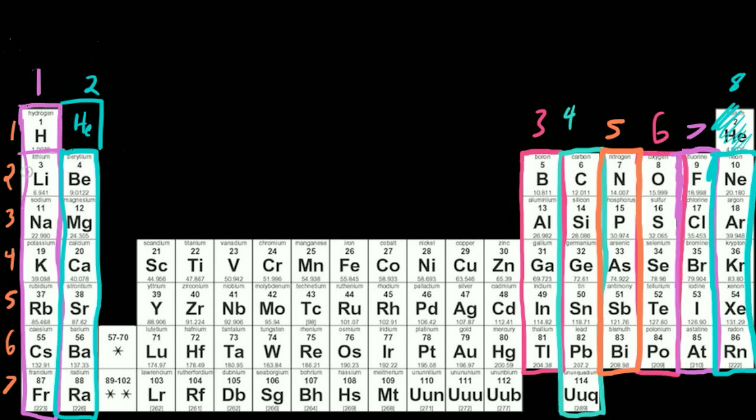So the group starting with hydrogen has 1. This group that starts with beryllium, or you could say it starts with helium, they all have 2 valence electrons. Group with boron has 3, carbon has 4, nitrogen 5, and so on, all the way over to the noble gases, and all of the noble gases excluding helium have 8 valence electrons.